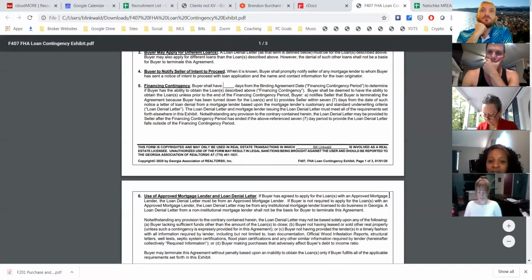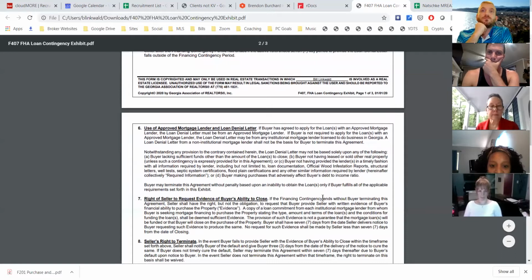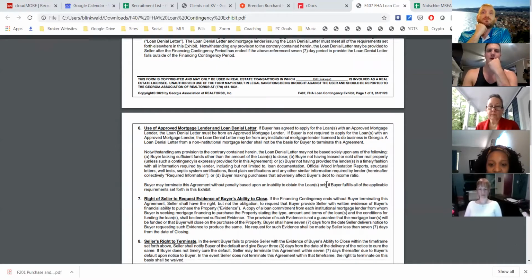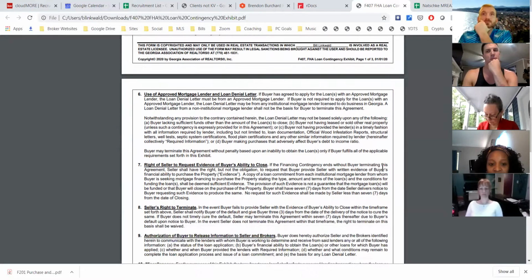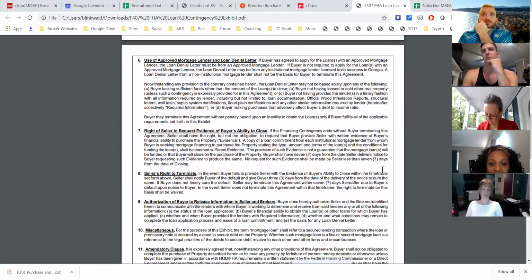Now, it also says that the buyer is communicating in a reasonable way. If the buyer just totally ghosts everyone that's asking for support paperwork, that's not going to be a valid reason for losing earnest money or not being able to afford the loan.